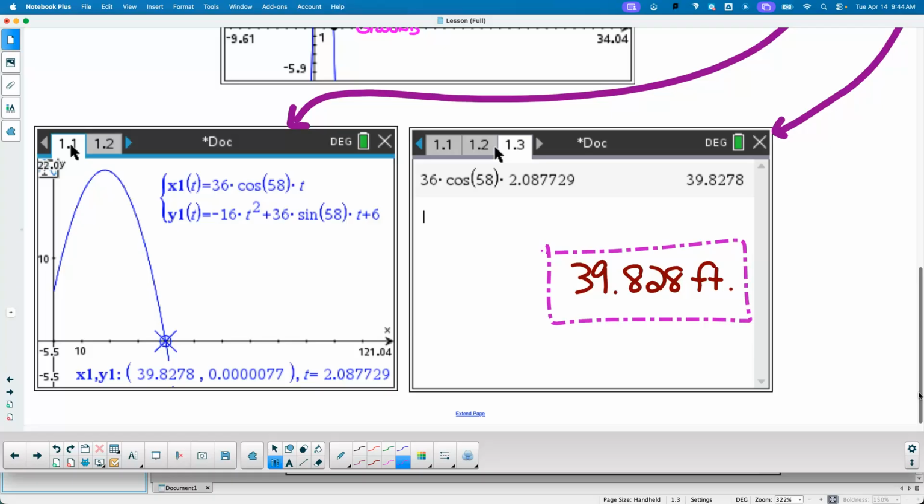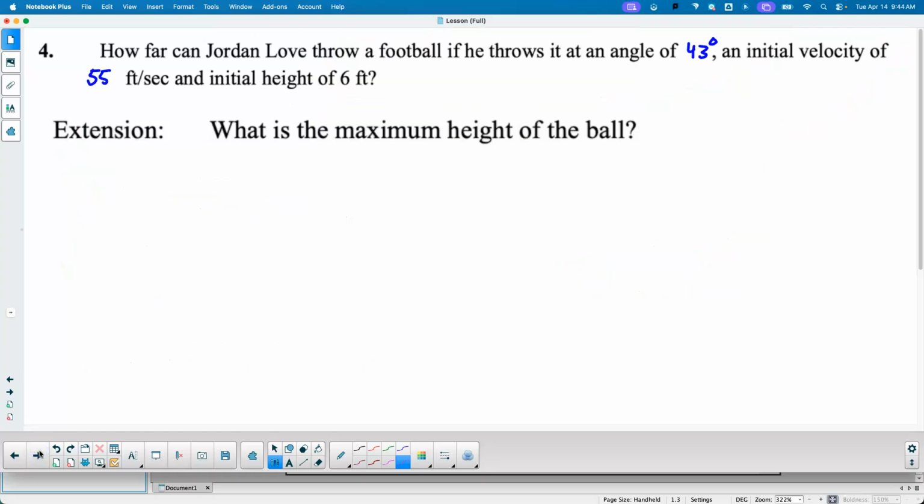We're going to tweak that same problem. This time, he's going to throw it at an angle of 43 degrees and 55 feet per second. I want you to find me the maximum height of the ball and how far he can throw it. You should be able to use the same ones, just change the numbers. Hit tab and just change the numbers is all you should have to do.